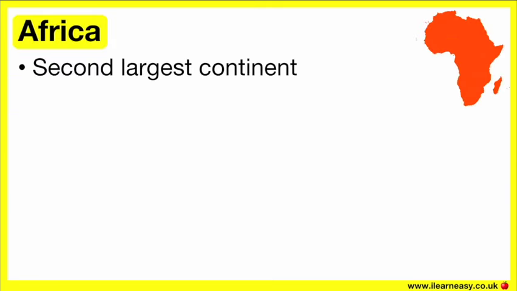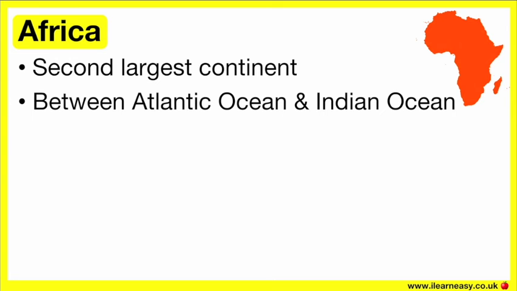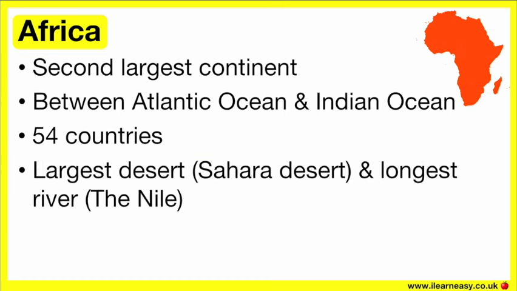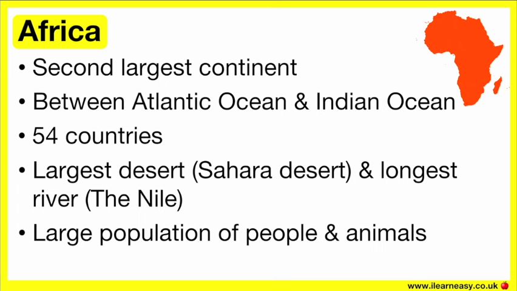Africa. Africa is the second largest continent. This continent lies between the Atlantic Ocean and the Indian Ocean. There are 54 countries in Africa. This continent has many natural wonders, such as the world's largest desert, the Sahara Desert, and the world's longest river, the Nile. The Sahara Desert is located in the north of Africa, and the river is located in the east of Africa. As well as being home to a large population of people, Africa is also home to many wild animals, including elephants, rhinos, wild cats, zebras, and many more.